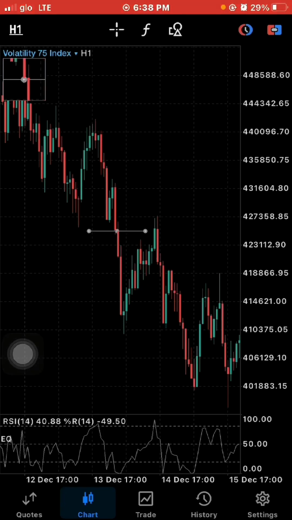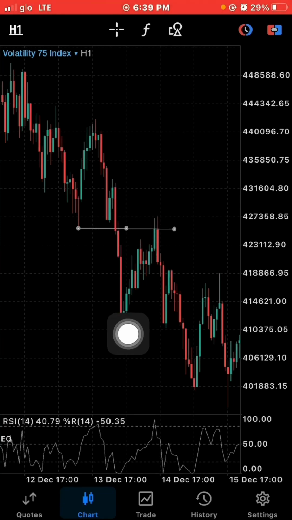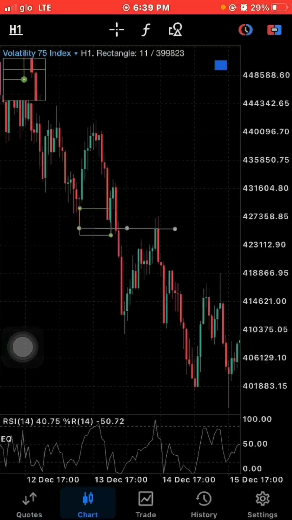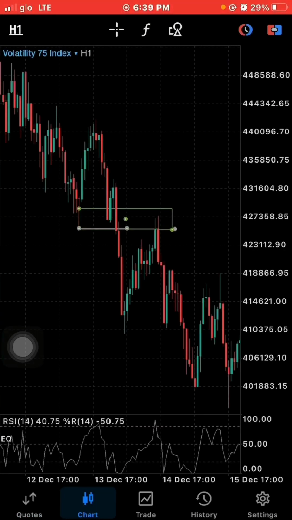Now where do you buy and where do you sell from? This can be called a demand zone because price came back to mitigate this level here. It came back to mitigate this level and continue selling downwards.